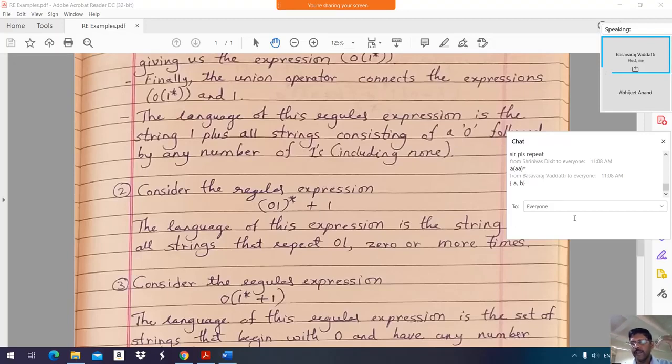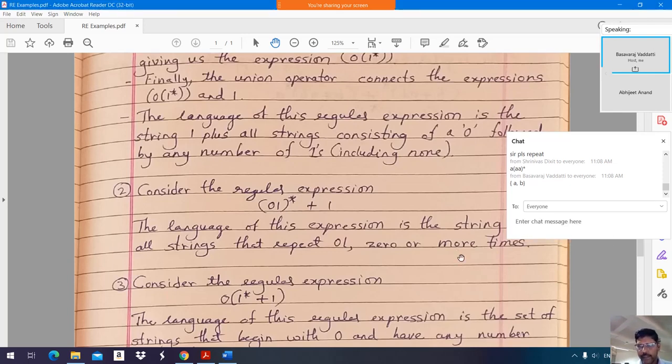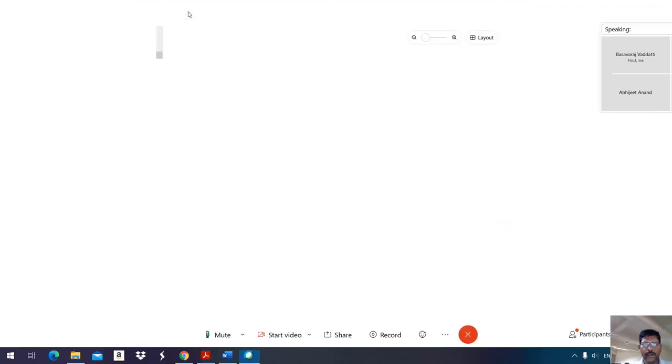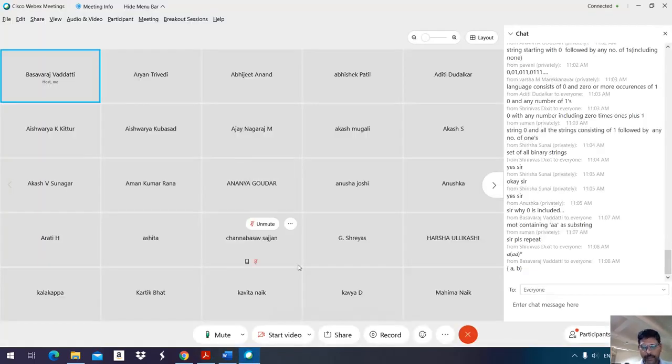Maximum 1 A can appear or 0 A can appear. No more than 2 A's appear, or AA should not occur. Let me know any regular expression you got. If at all you got the solution, please share it in the chat window.